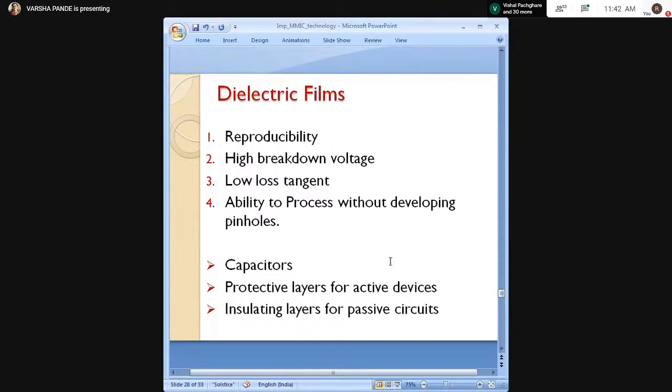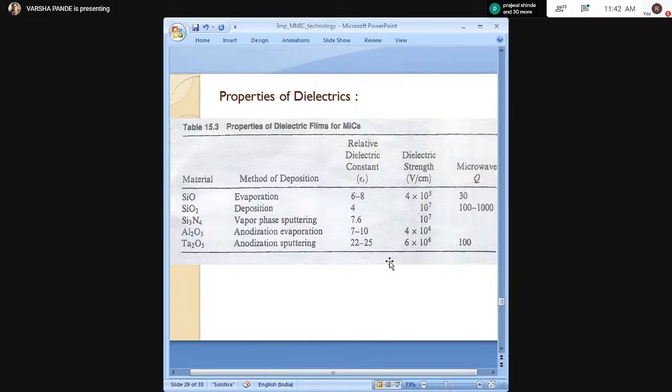Then dielectric films. Already I told you where the dielectric films are required: for fabrication of capacitors, for protecting layers of active devices, and for insulating layers of passive circuits. These dielectric materials should have reproducibility, high breakdown voltage, low loss tangent, and the ability to process without developing pinholes. All these are the requirements of dielectric films. Among these dielectric films, the mostly used are silicon oxide and silicon dioxide. Sometimes silicon nitride is also used. The last two are not that much used.